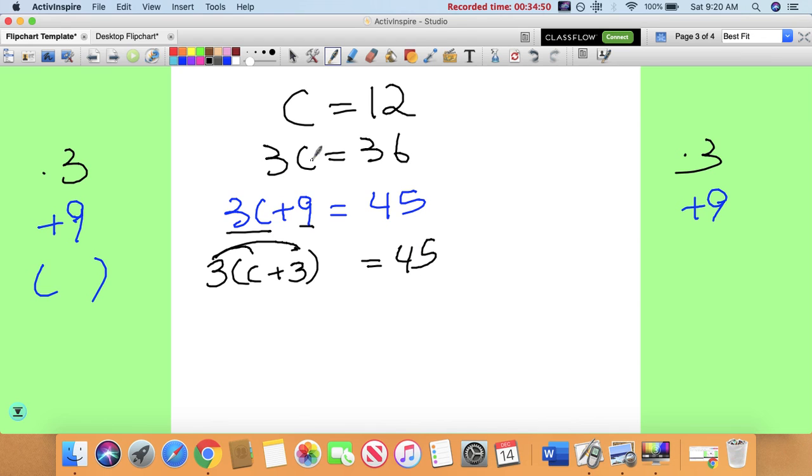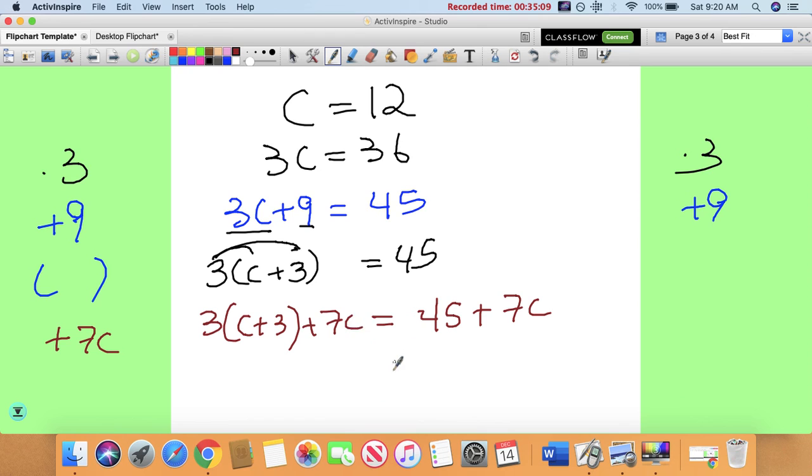Now that we've done that, let's add a variable to both sides. I think that's the next step, right? Just to make it a little bit more interesting. So let's add, I pick a random number, 7c to both sides. So again, 3c plus 3 equals 45 plus 7c. We could have just done that. I'm sorry, I forgot the 7c here, right?